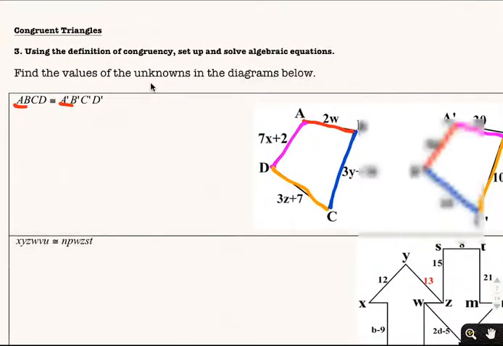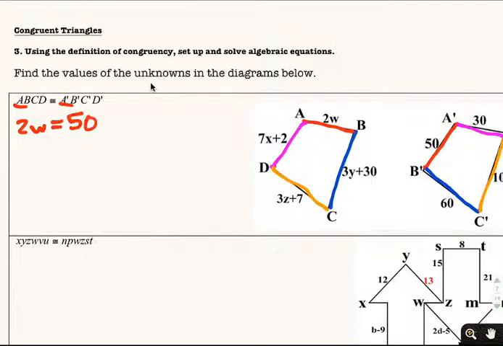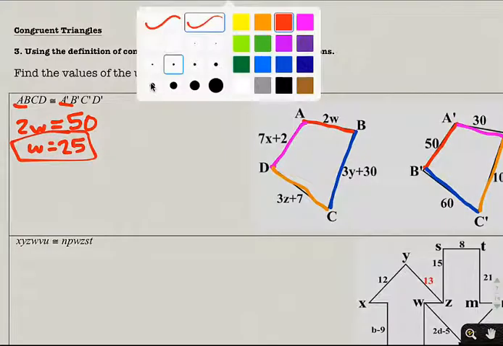So if I look at AB, which is 2W, it's got to be congruent to A prime B prime, which is 50. Congruency guarantees equality. Therefore, 2W is equal to 50, and so W in this case is equal to 25. Rock on. Moving on, let's go to blue.